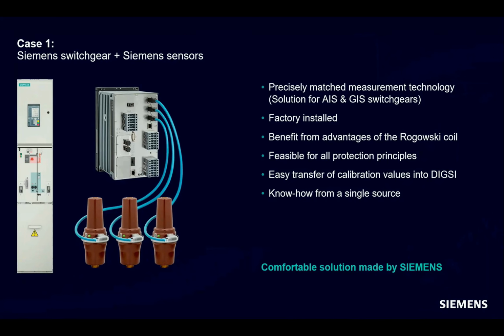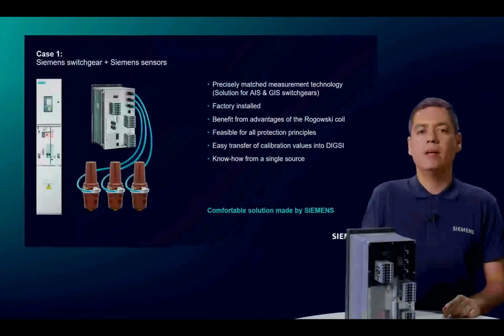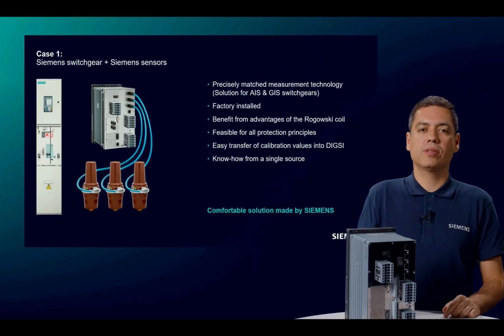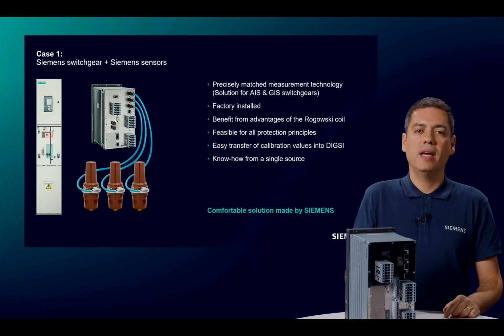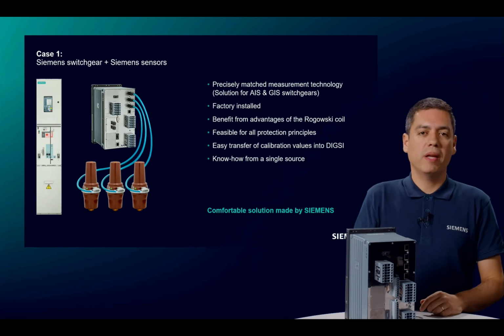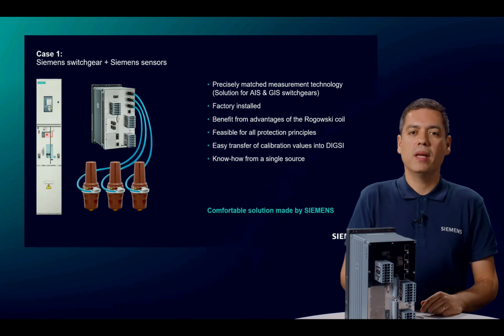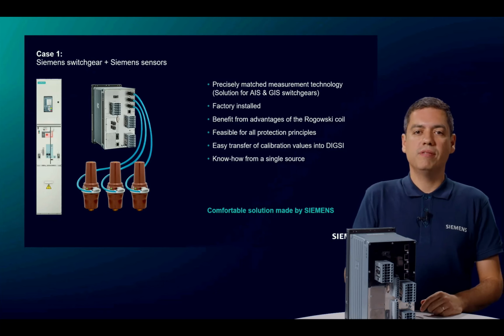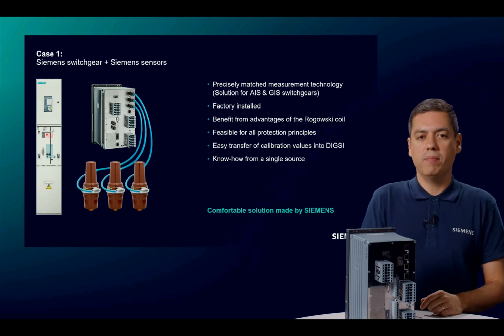The installation takes place in our switchgear plants, and you benefit from the advantages of the Rogowski coil in current measurement. Of course, the sensors are suitable for all protection principles. The correction factors of the Siemens sensors are stored in the database and are therefore available in DIGSI. Lars will explain more about this later. In this application, you will receive the know-how from a single source, a convenient solution made by Siemens.